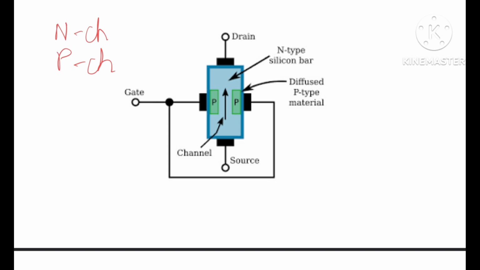Now, as we know, current flows from a region of higher potential to a region of lower potential. So in a JFET circuit, the drain is always kept at a higher potential and the source is kept at a lower potential. We will call this VDS.